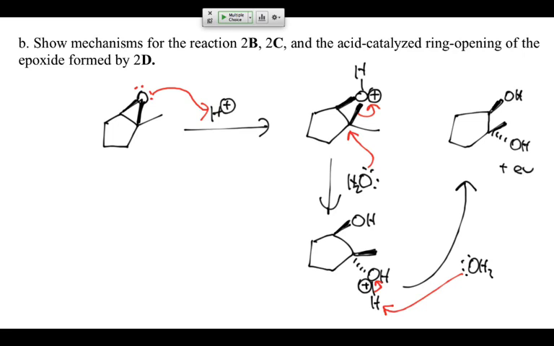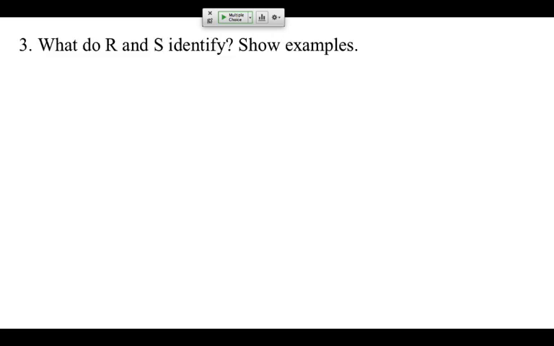Plus, the whole mechanism will work with the enantiomer. So all of these steps have an enantiomer. Does that make sense? All of these steps have an enantiomer. All right. Let's go to the next one. Let's see how far we can get here.